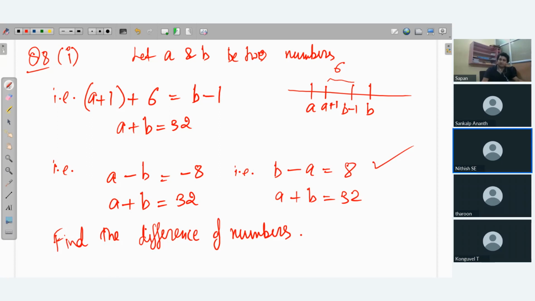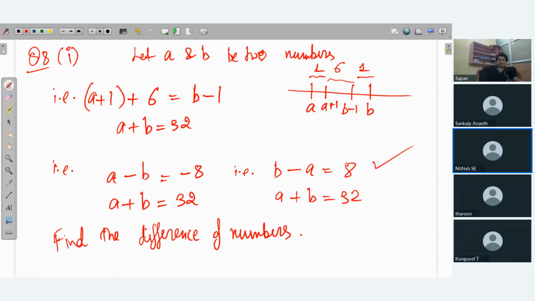Sir, that means what do we do? We have to find y. Nothing to be done. The difference of the numbers, B minus A, is already given as 8. Sir, can't we do something much simpler? We know it's going to be 8 because if we subtract, that's 1, right? So I can prove it's 8, sir.